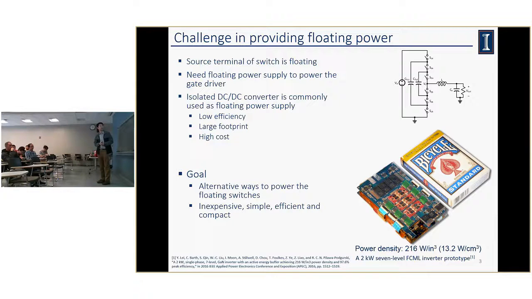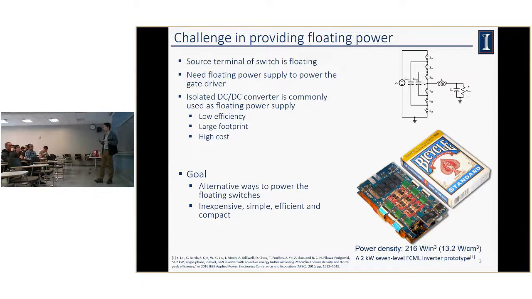But usually they are very bulky and inefficient. The state of the art of the isolated DC-DC supply is the integrated one made by ADI, which our group used for the Little Box Challenge, which is the green parts highlighted here. As you can see, although it's the most compact solution so far, they're still much larger than the GaN switches and gate drivers. So that is the motivation of this work.